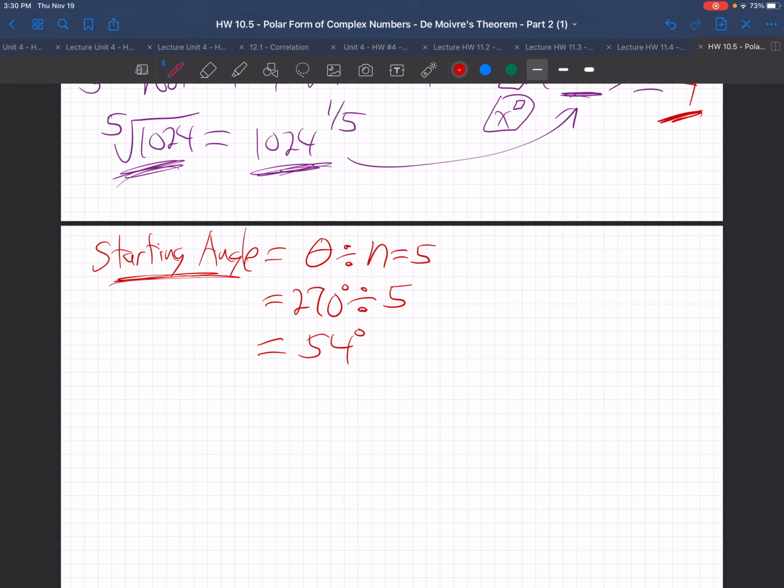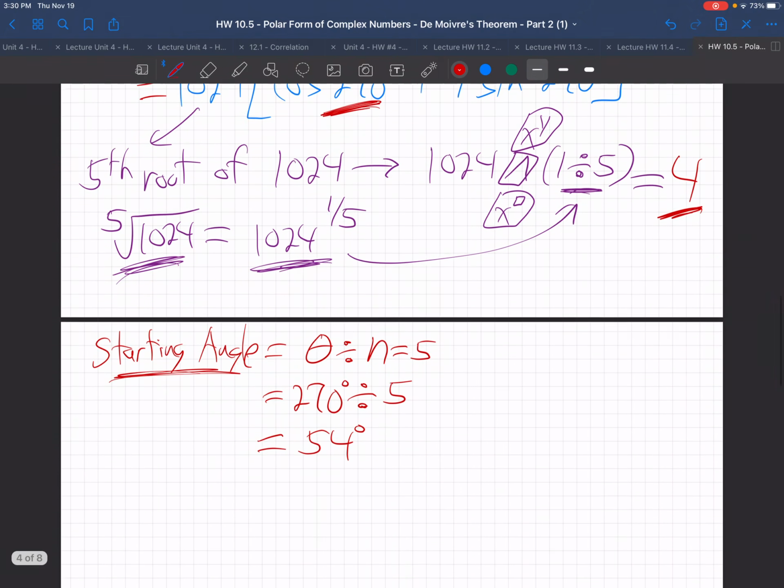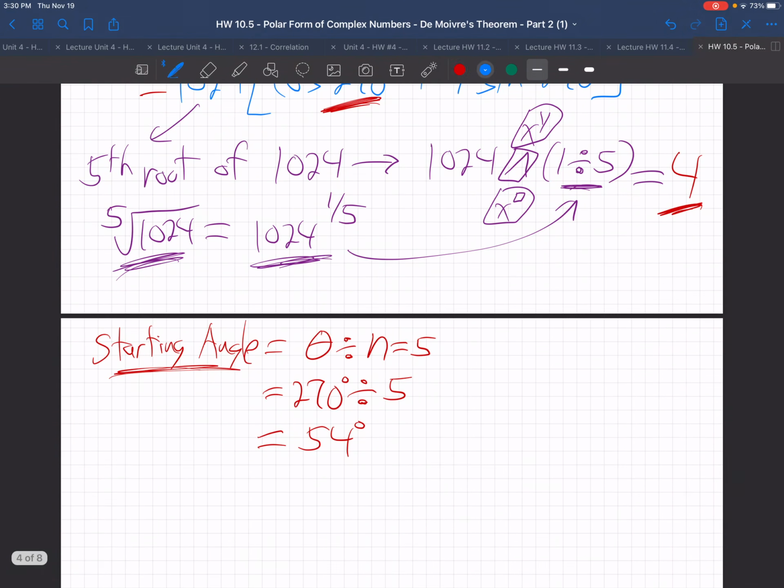Now, you might wonder, why are we doing that? Well, because that's what a fifth root is, a 1/5 power. So it's 1/5 the angles. I'll talk more about the why later. And now we need the, what's it called, the difference angle.